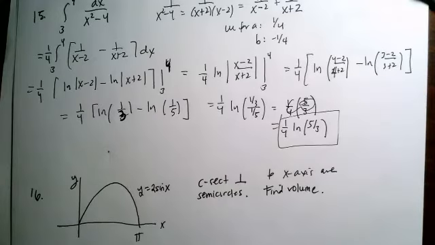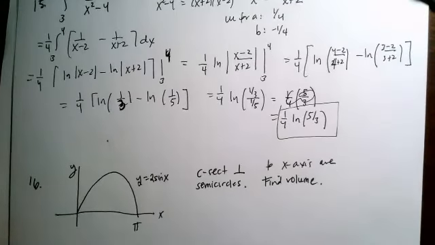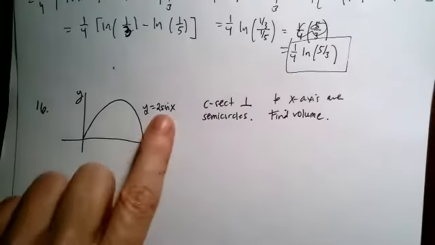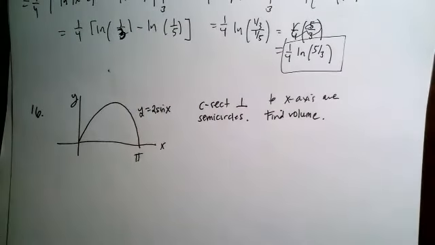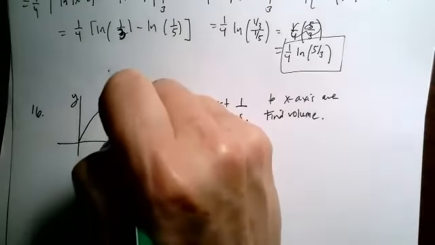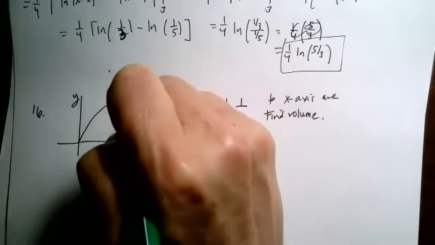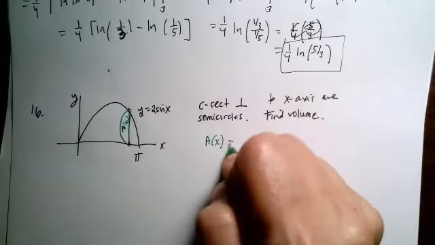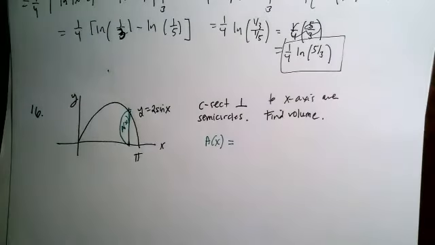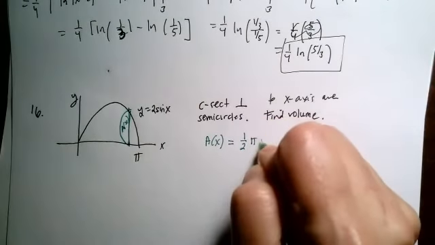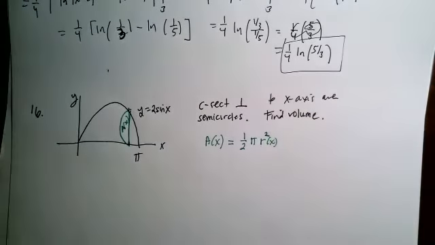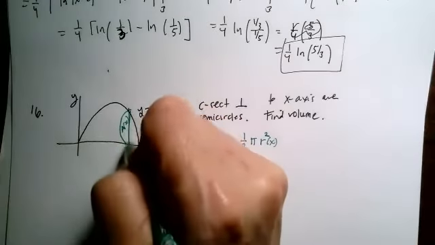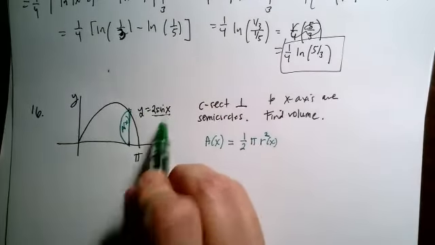Okay, anybody ready for number 16? We want to find the volume of this solid when cross-sections perpendicular to the x-axis are semicircles. So I'll call that A of x. So how do we describe the area of a semicircle? It's going to be half of pi times the radius squared, right? What's the radius going to be? If this distance is 2 sine x, the radius is going to be just plain sine x, right?